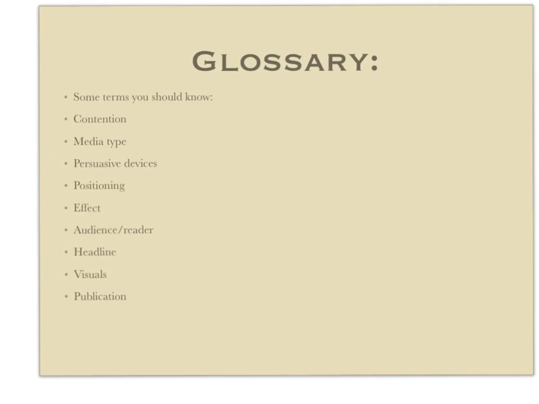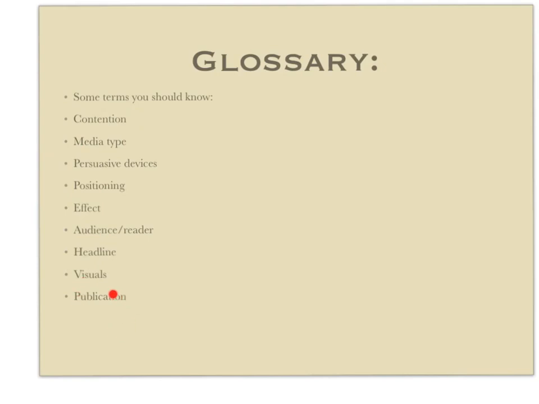Headline. A headline is basically the big type font on a newspaper article. A headline can often sum up the contention of the piece. Visuals. Visuals refers to the images or the cartoons that have been put in with the piece that you're analysing. The visuals are just as important as the written language in analysing how persuasive language is being used. So a visual is also another type of persuasive device.